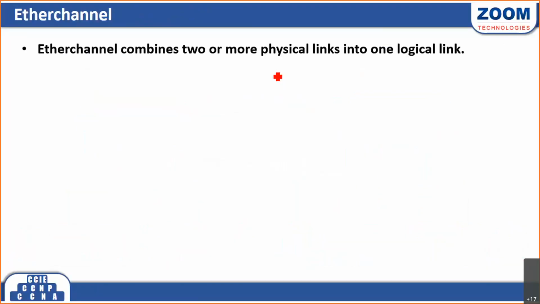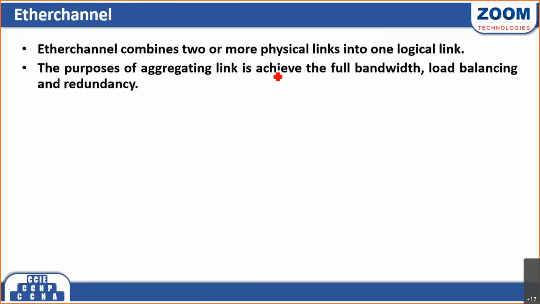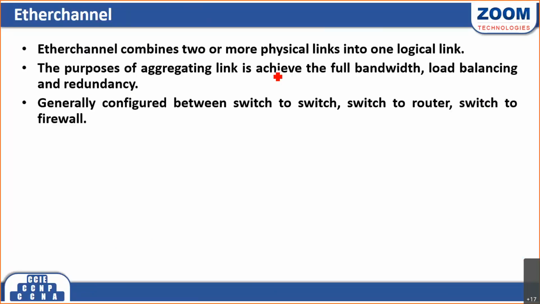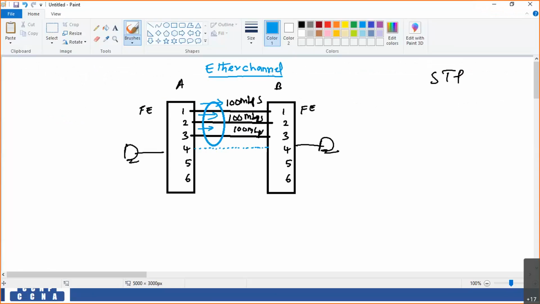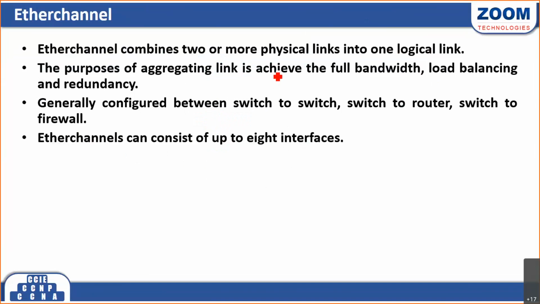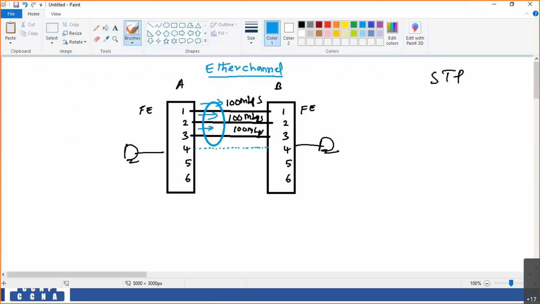EtherChannel combines two or more physical links into one logical link. The purpose of aggregating links is to achieve full bandwidth, load balancing and redundancy. It is configured between switch to switch, switch to router and switch to firewall. Like in our example, we have combined 3 links, right? But EtherChannel can support 4 links, 5 links, up to 8 interfaces. The main point is, to create EtherChannel, the switch ports need the same physical ports and same speed.